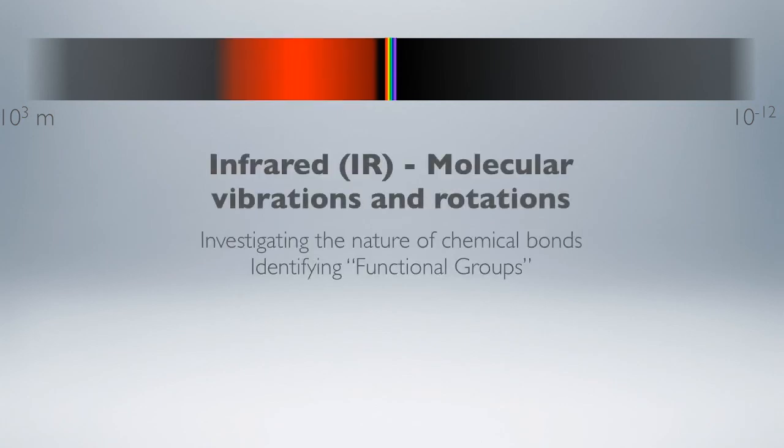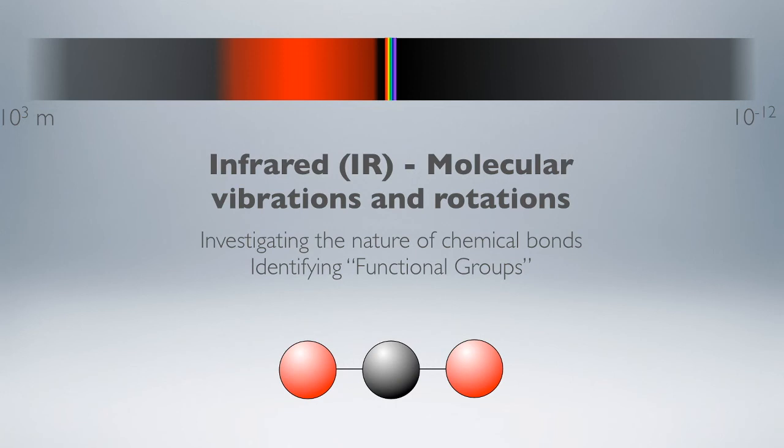Another form of spectroscopy is infrared spectroscopy. This probes molecular vibrations and rotations, allowing us to look at the nature of chemical bonds, in particular identifying functional groups within molecules. If we look at a molecule of carbon dioxide, infrared radiation, the correct energy of infrared radiation, will be absorbed by the carbon dioxide and will make it vibrate. And this is what's happening at a much lower energy than the electronic transitions.